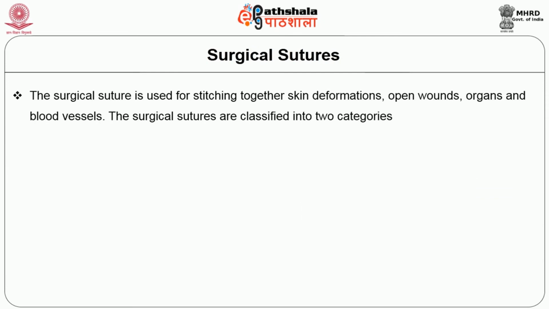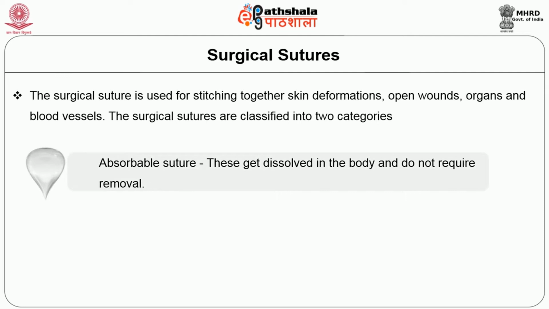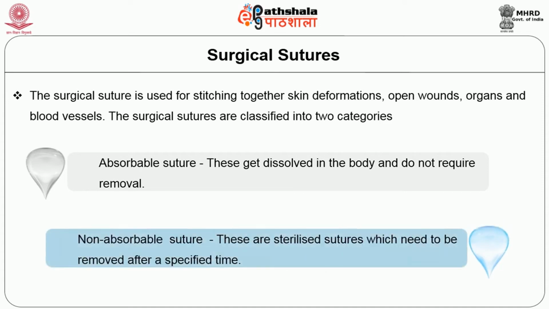Next, we shall be seeing about surgical sutures. Surgical sutures are used for stitching together skin, open wounds, organs and blood vessels. Surgical sutures are classified into 2 categories. Absorbable sutures are dissolved in the body and do not need to be removed. The other one is non-absorbable sutures. These are sterilized sutures which need to be removed after a specific time.